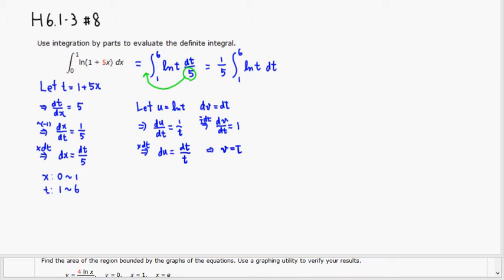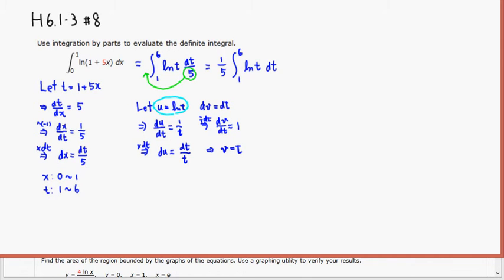Then we need a u, a v, and a du. By integration by parts, the 1/5 is already there. Multiply u and v, so it's t times natural log of t, going from 1 to 6, minus the integral from 1 to 6. Multiplying v and du, the t cancels out, so you just get dt.